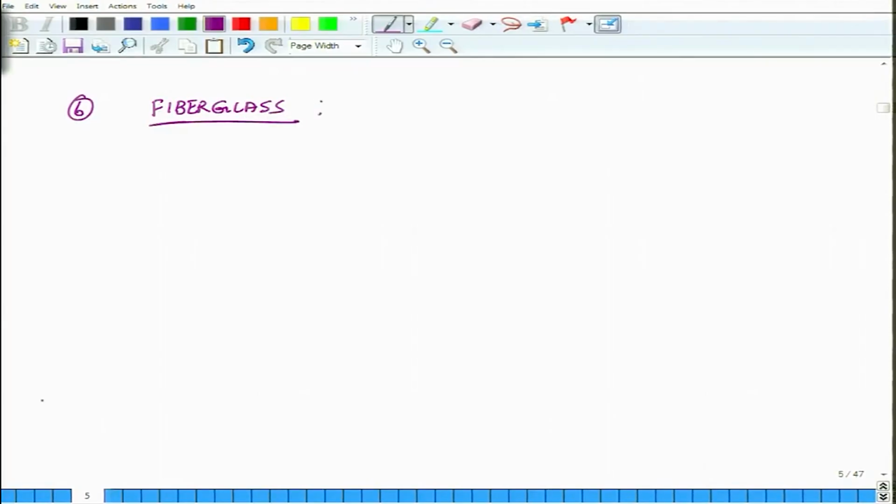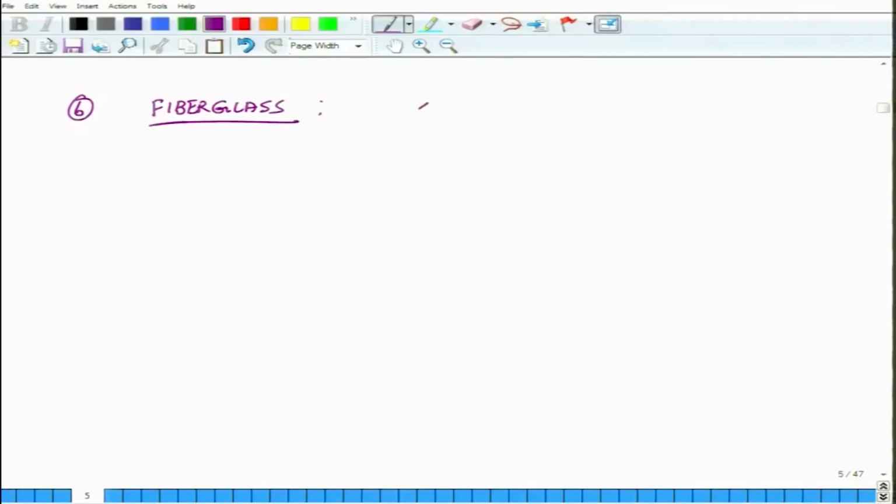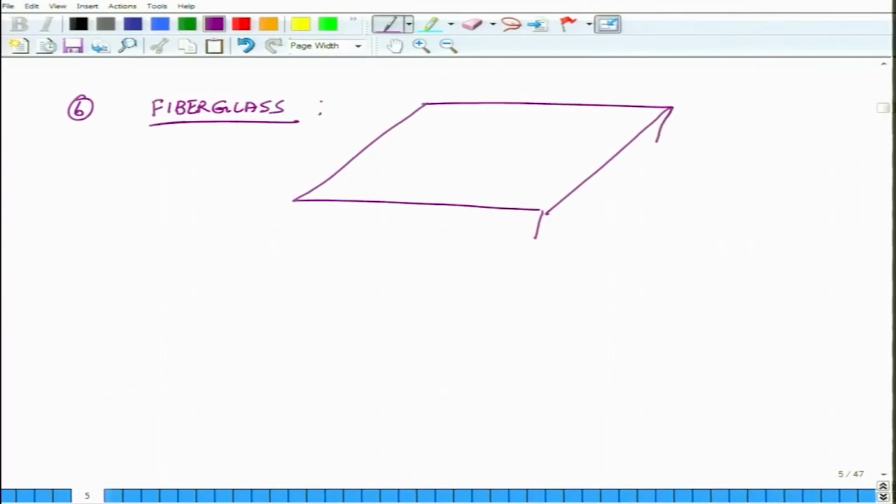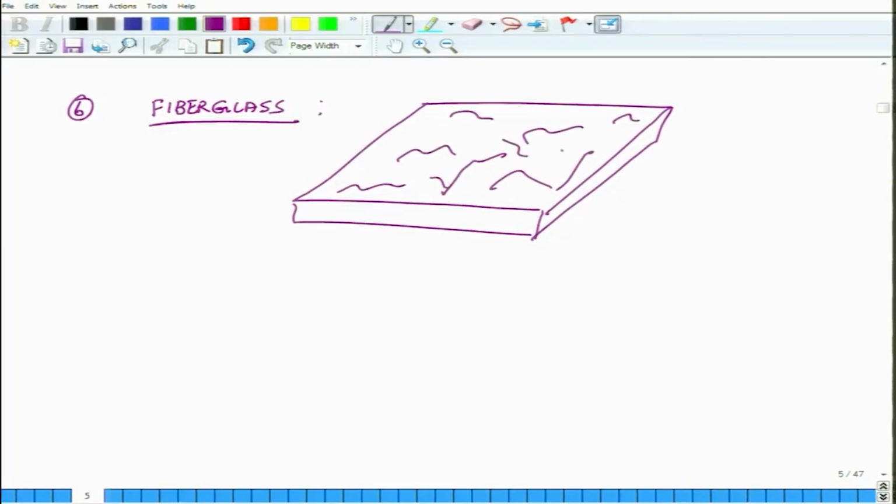You may have seen it. You may have seen big tanks, or sometimes in houses some wall or roof is made up of fiberglass, or a lot of times nowadays people make boats of fiberglass. A lot of things are made of fiberglass. So, what is fiberglass? Basically it is a piece of plastic. And what is it made up of? It is made up of short fibers. These are not long fibers, and these fibers are oriented in all sorts of directions.